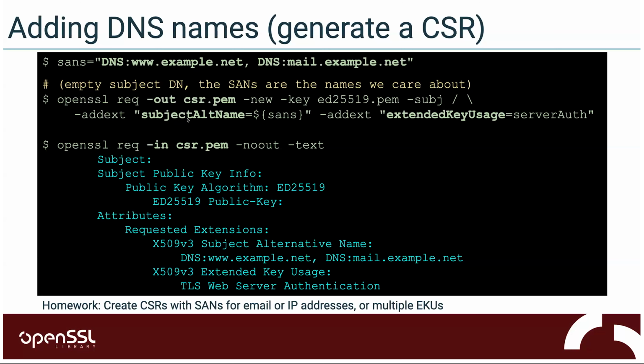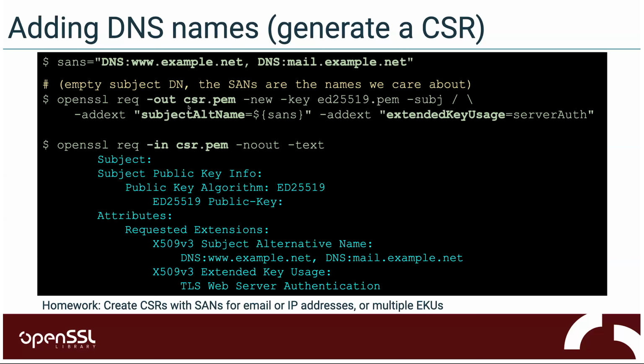Subject alt name is what we call SANS inside the OpenSSL tooling. And I'm giving it this comma-separated list of DNS names as the value to put in a subject alternative name extension. And I'm also specifying the key usage to be server auth. So this means that this end entity certificate is intended for some sort of web server. Or actually a TLS server. It could be an email server as well, anything that terminates an SSL connection.